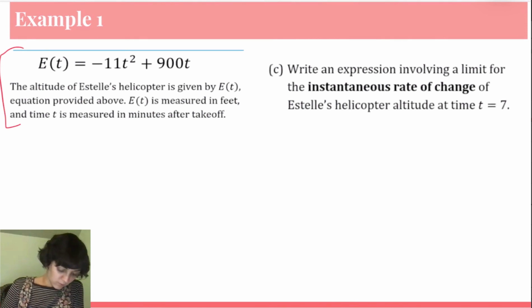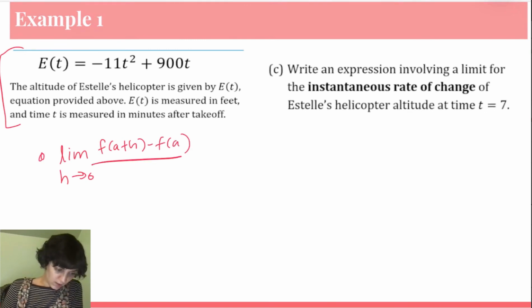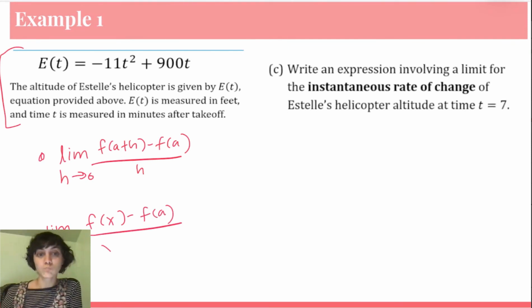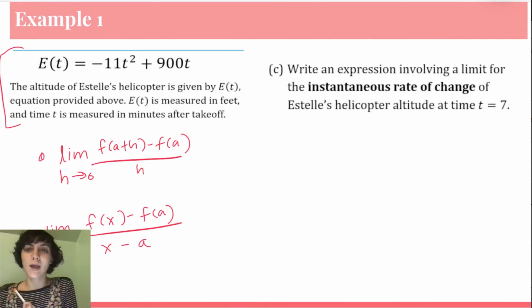Okay, so we have two forms. I'll do both. The limit as h approaches 0 of f of a plus h minus f of a over h. And then we also have the alternative version, which is the limit as x approaches a of f of x minus f of a over x minus a. So for now, let you do both as well. Let's have you practice both, and then you can decide which one you like.